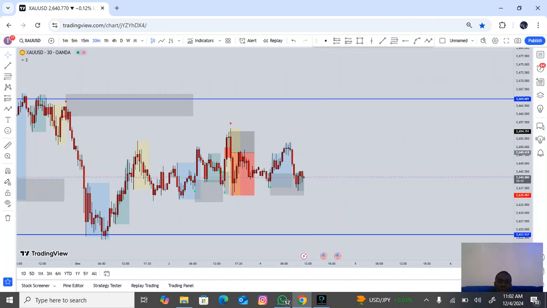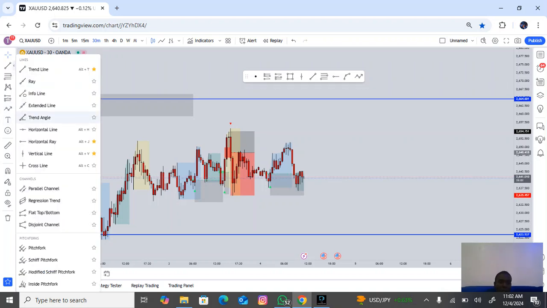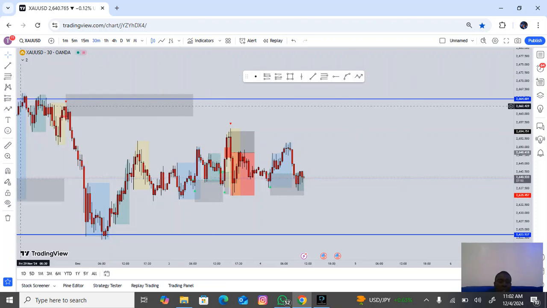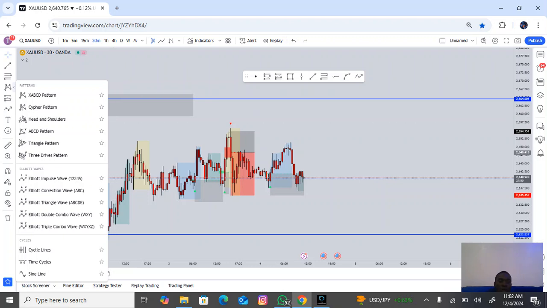These are my favorite drawing tools. We have so many of them, as you can see at the left side, right? If you click them, you can see them. There are many of them. So I'm only going to be talking about my favorite ones, which are the most common.